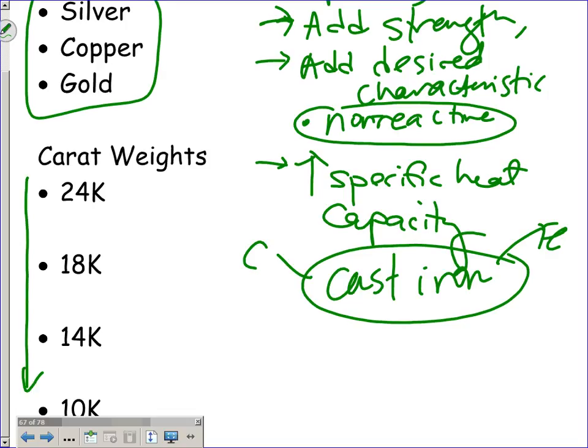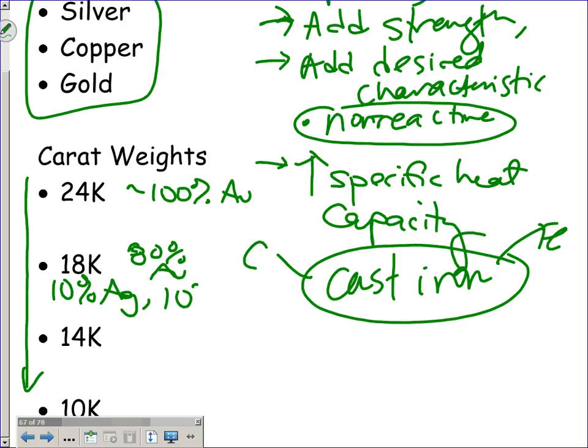This is an example. These are your different carat weights, 24, 18, and so on. This one's almost 100% gold, whereas this one's going to be a ratio where you have, let's say, 80% gold, and what else? What else did I say was in gold? So maybe 10% silver and 10% copper, something like that. So you can see how the ratio changes as we go. So does an alloy have a specific ratio?